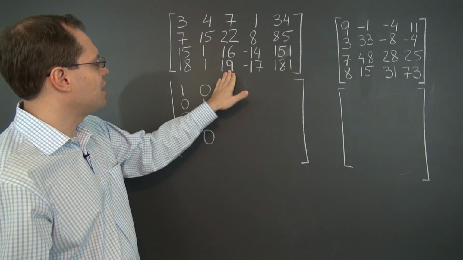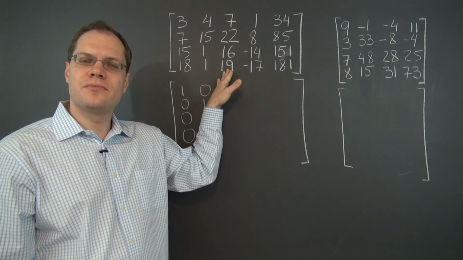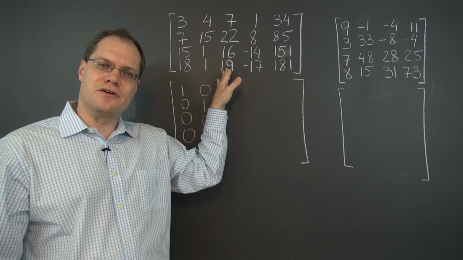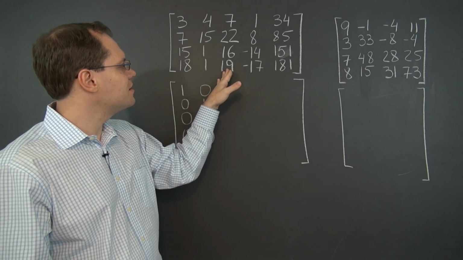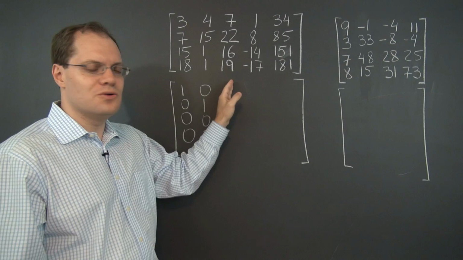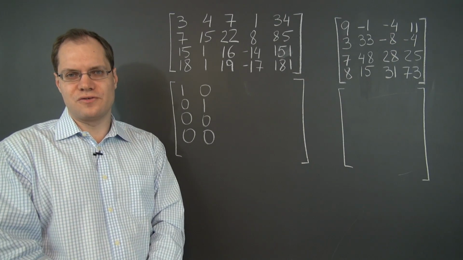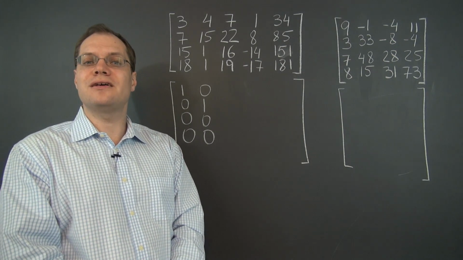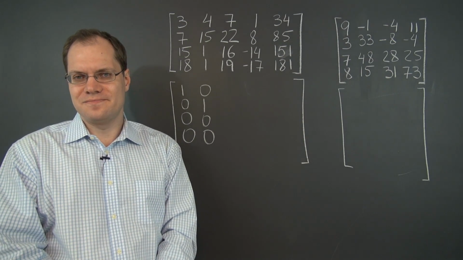Let's look at the third column. Do you see any relationship? Well, I made it the sum of the first two. I made it the sum of the first two, so that relationship will be preserved in the row-reduced echelon form. That's the whole point of Gaussian elimination.